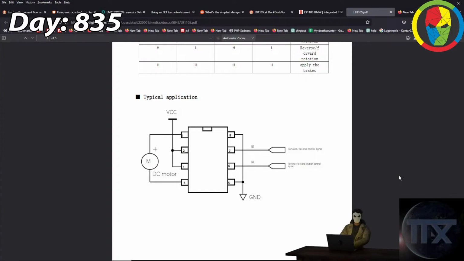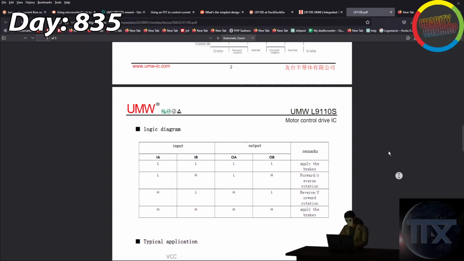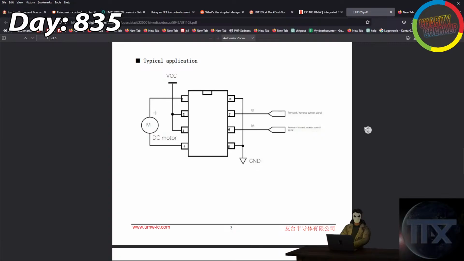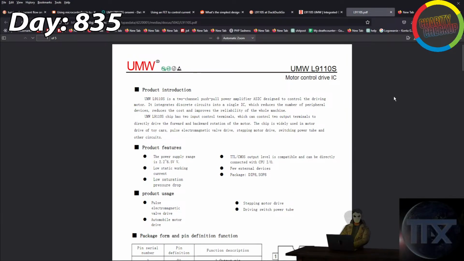More pins, more currents. I see. Okay, that checks out then. Pin A output, pin B output. Okay, yeah, that makes sense. This does look really useful. Thank you, Mark. I'm gonna buy some.